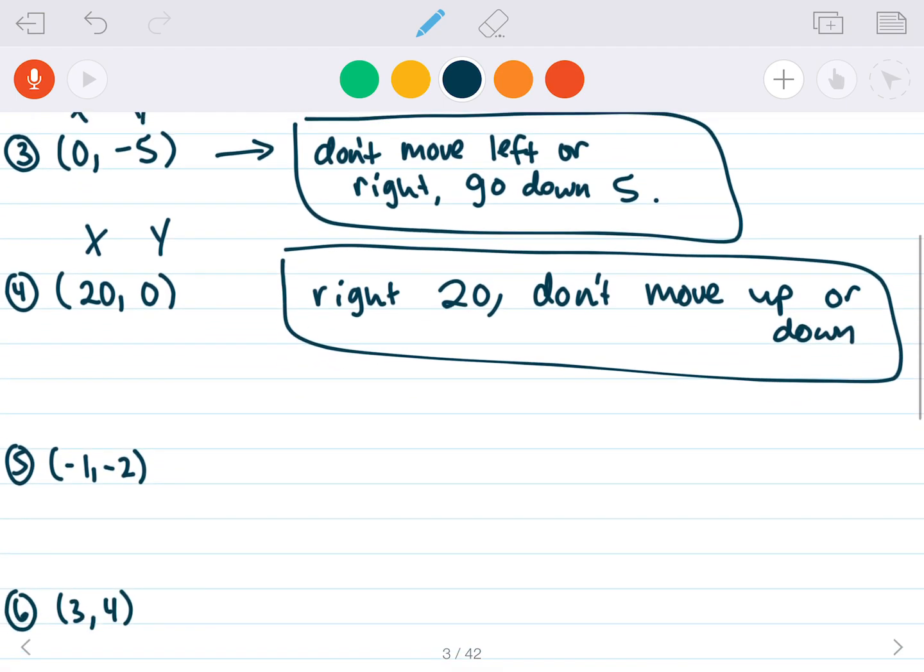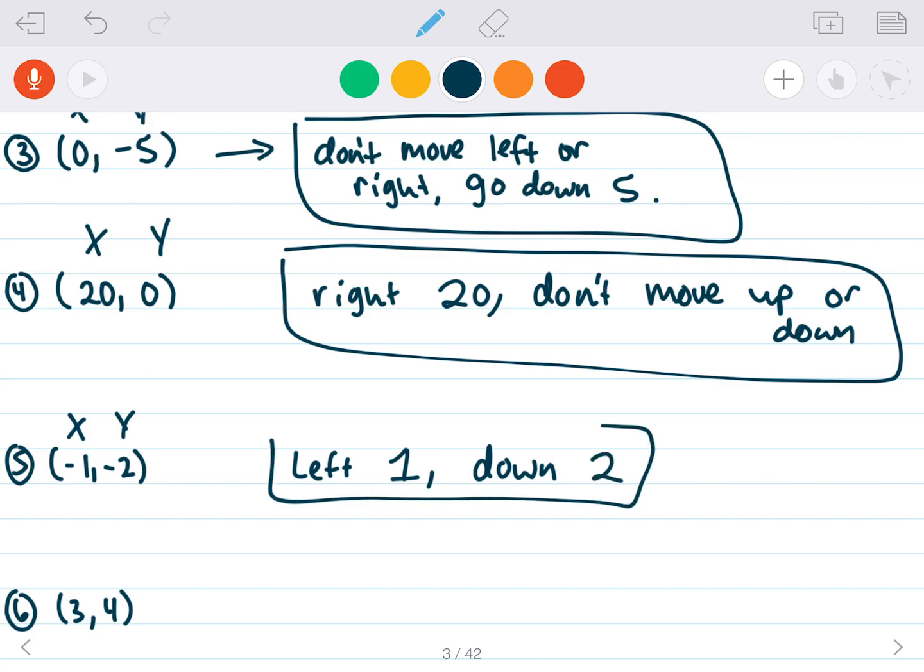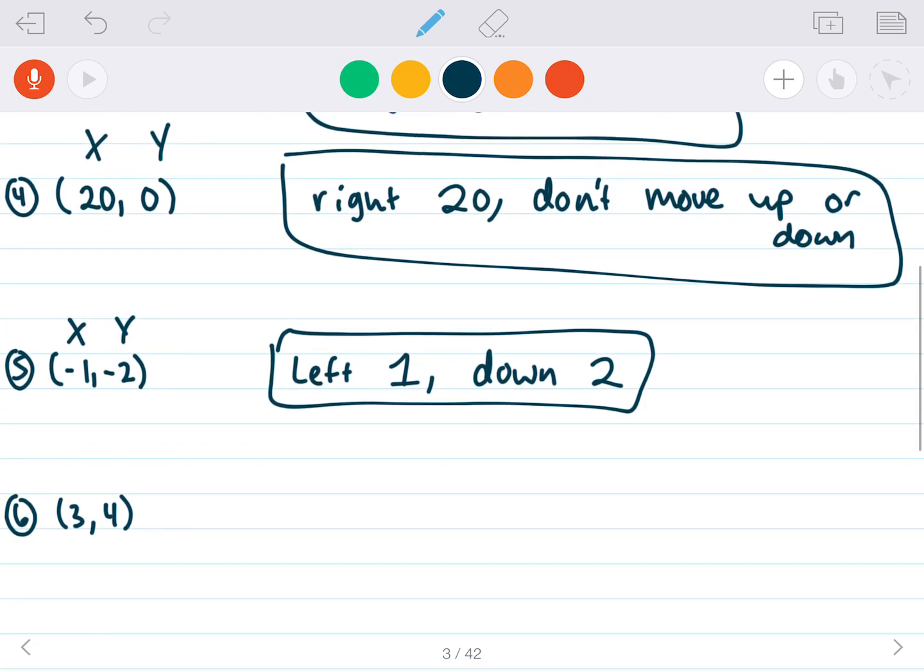Okay. Now we have negative 1, negative 2. So the first number tells us to go left. So this tells us to go left 1 because it's negative. And then this number is also negative, so it tells us to go down. Down 2. So we go left 1, down 2. That's what that point is telling us to do. Okay, so that was that point.